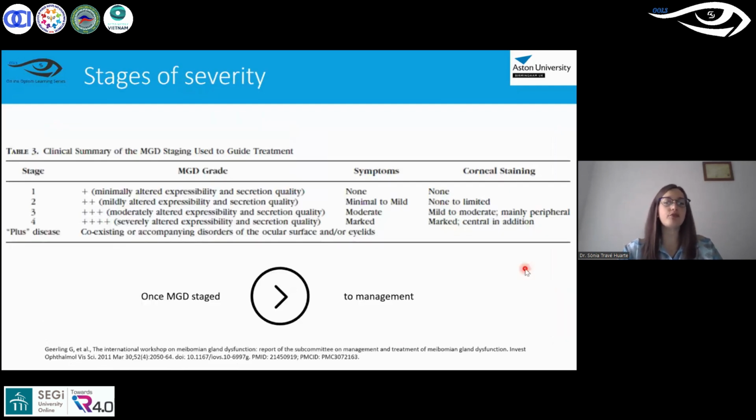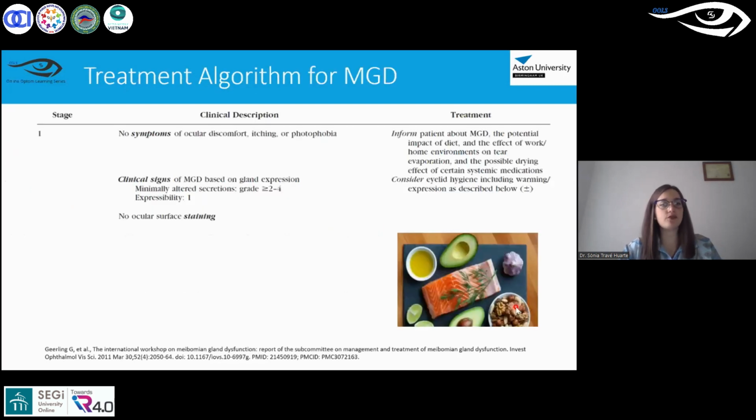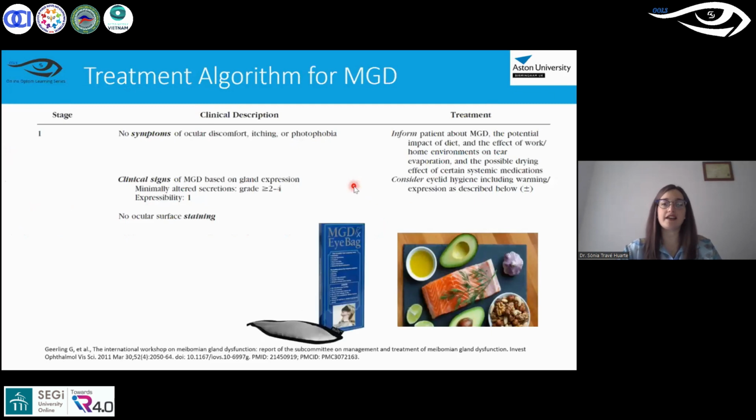Now, in terms of what the report in 2011 on Meibomian gland dysfunction did, once we've done all of this, we've graded what our patient has. If our patient is more mild to more moderate, that's when we can look into the management. The management would be starting with a mild stage with more of a diet, more so in the environment, looking into the evaporation, and consider eyelid hygiene.